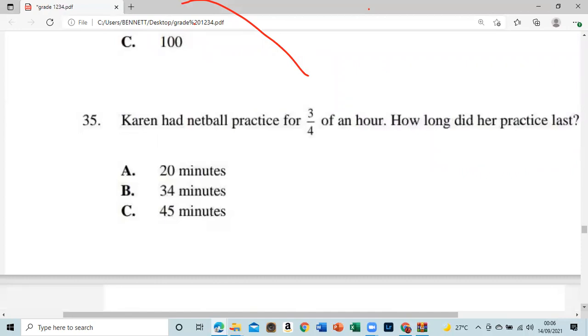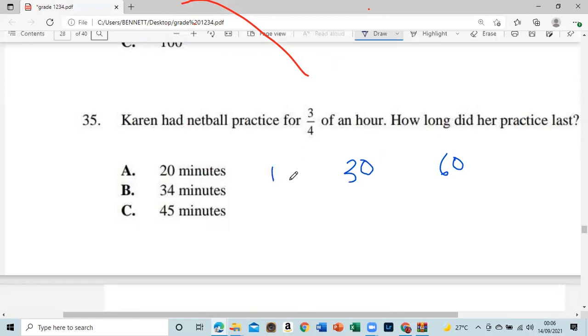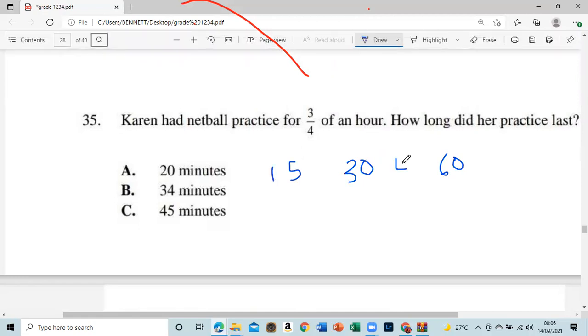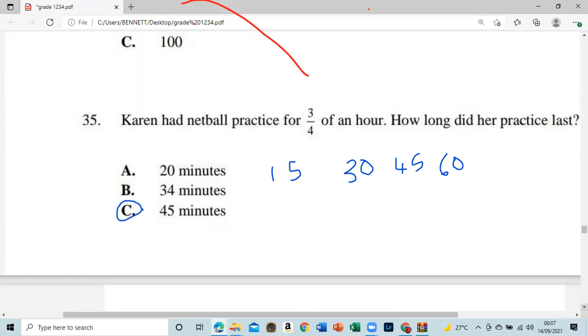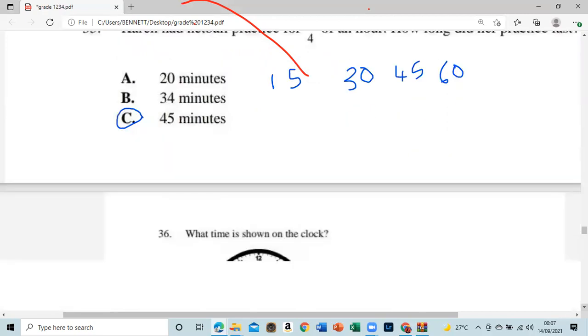All right, Karen had a netball practice for 3/4 of an hour. How long did her practice last? So, I'm going to find it now. 1 hour, 60 minutes, right? Half of 60, that would be 30. Quarter, that would be 15. So that's going to be 45, right? For the 3/4. Your teacher would have spent time on that. I'll show you guys that.